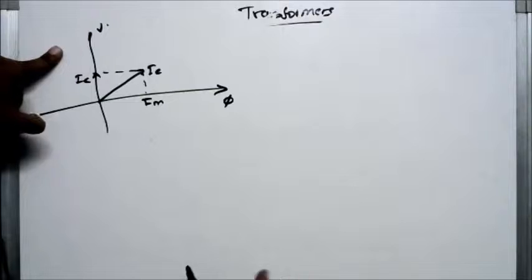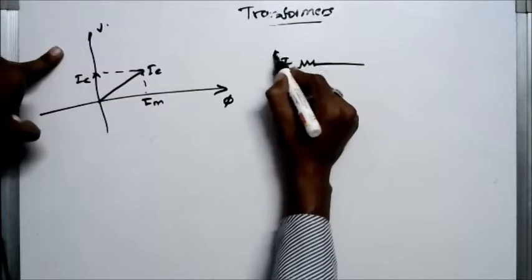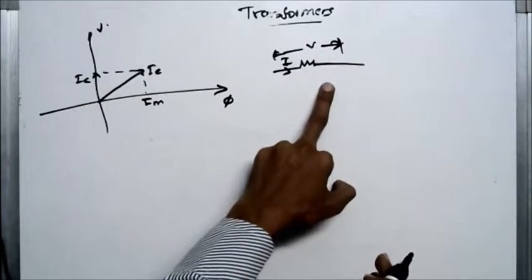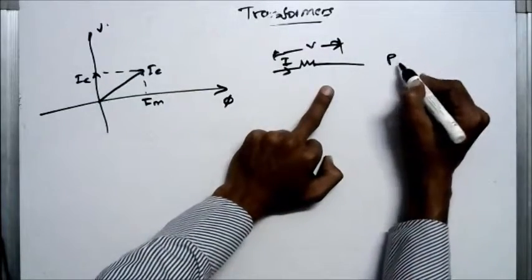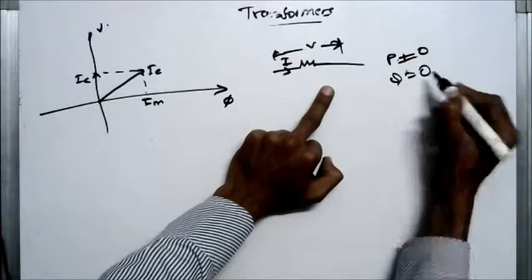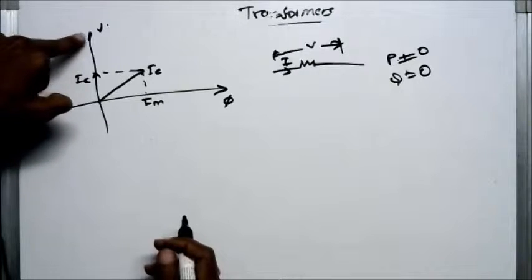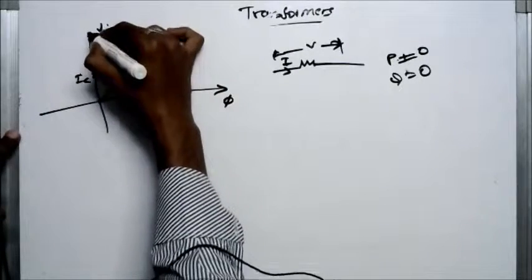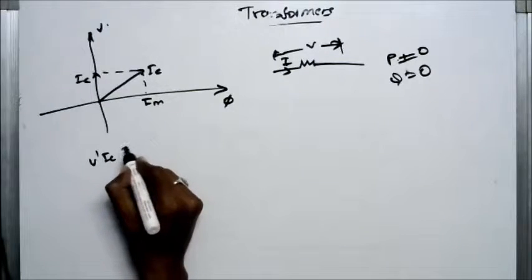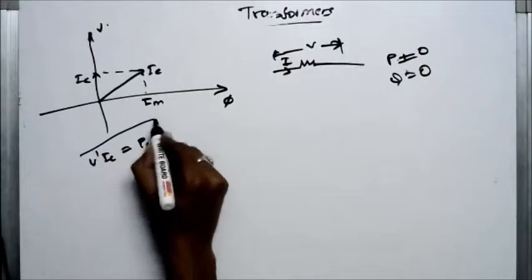As in the case of a resistor, see here, this is the resistor, I, this is V. Here the voltage is in phase with the current. There will be P not equal to 0, and Q always equal to 0. Here also, the current IC, the core loss component, is in phase with V. So there will be active power. That active power V1 times IC is equal to PC. This is the core loss of the transformer at no load condition.